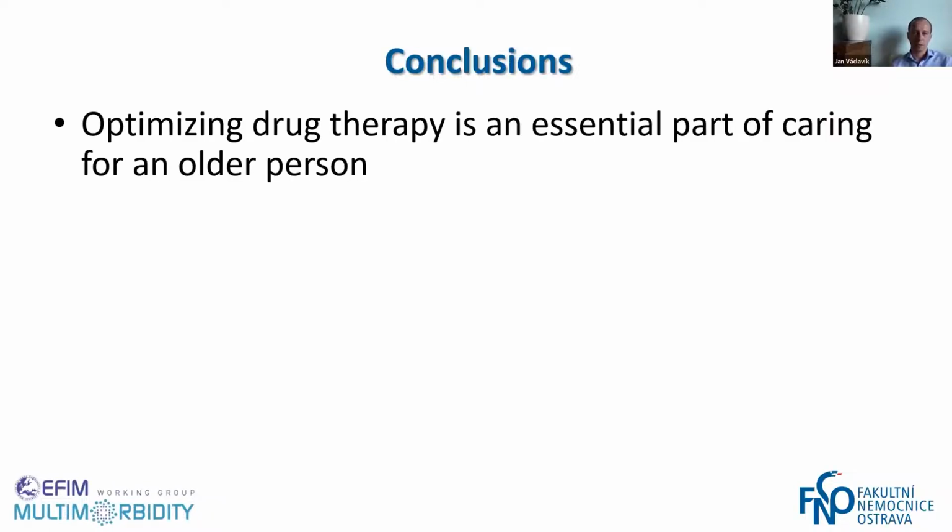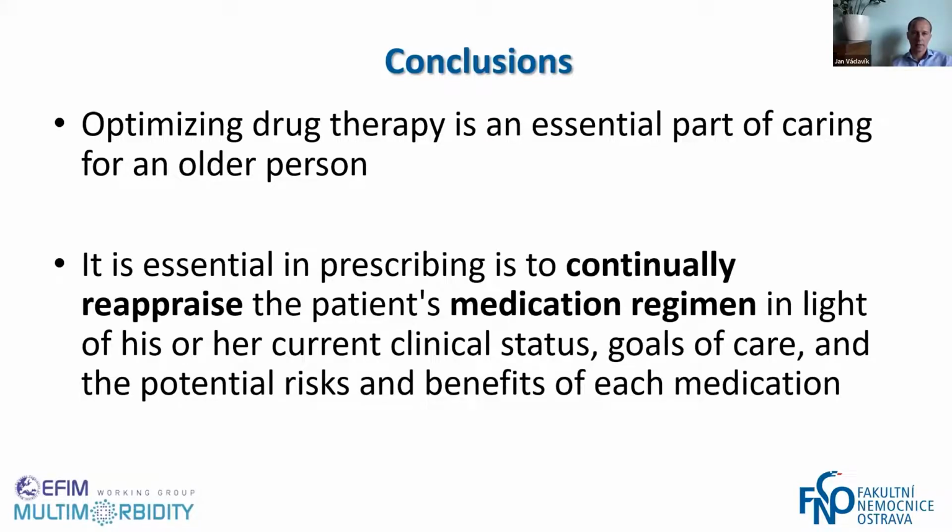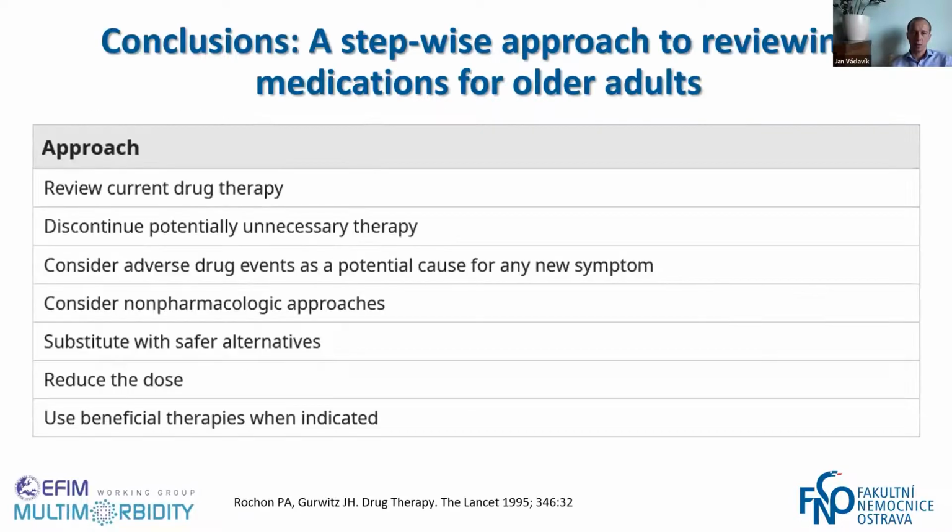So to conclude, optimizing drug therapy is an essential part of caring for an older person. It is essential in prescribing to continually reappraise the patient's medication regimen in light of his or her current clinical status, goals of care, and the potential risks and benefits of each medication. And we have such a stepwise approach. We should review the current therapy at almost every clinical visit, discontinue potentially unnecessary therapy, consider adverse drug events as a potential cause for any new symptom. We should consider non-pharmacologic approaches, substitute with safer alternatives, reduce doses, and use other beneficial therapies when indicated. Thank you for your attention.